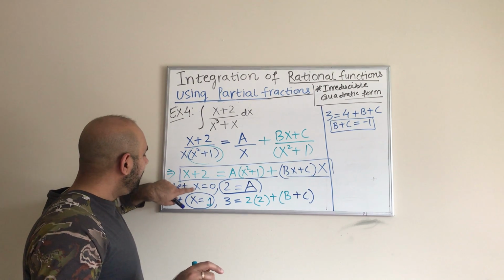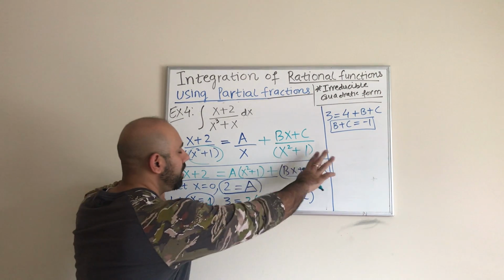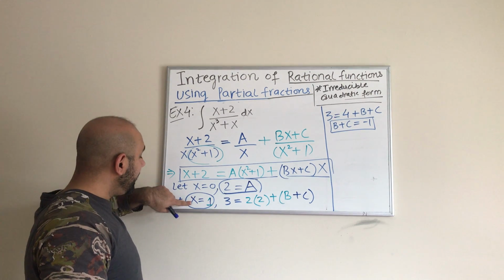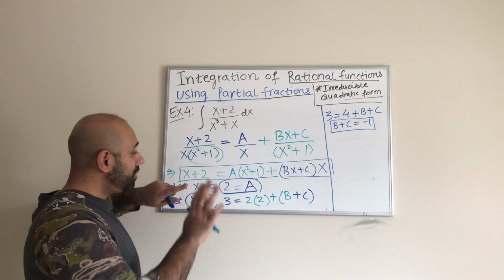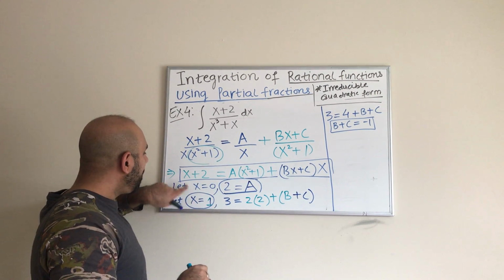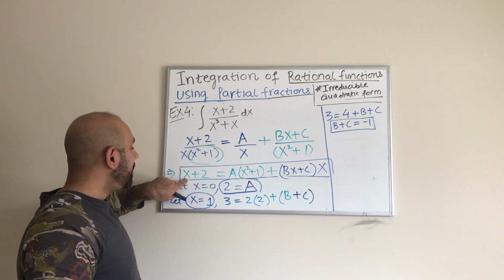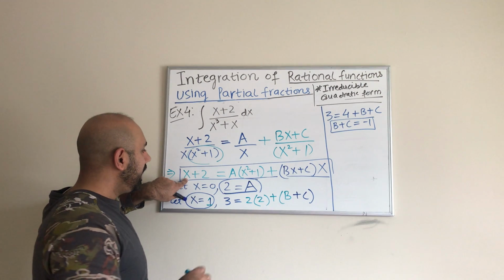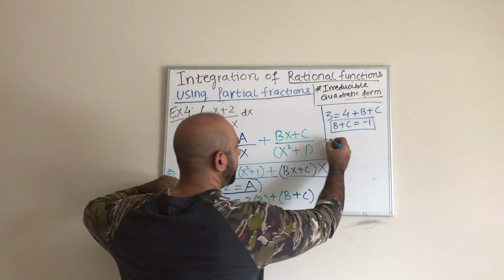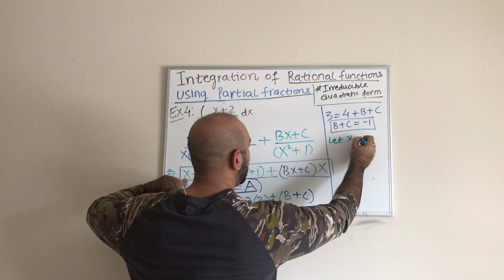So how about, I already did 0 here, so this crossed away. Then I did x equals 1. Again, it was pretty easy to work with that. How about if I use x equal to -1? So if I set x equal to -1, let me write it out here. Let x equal -1.